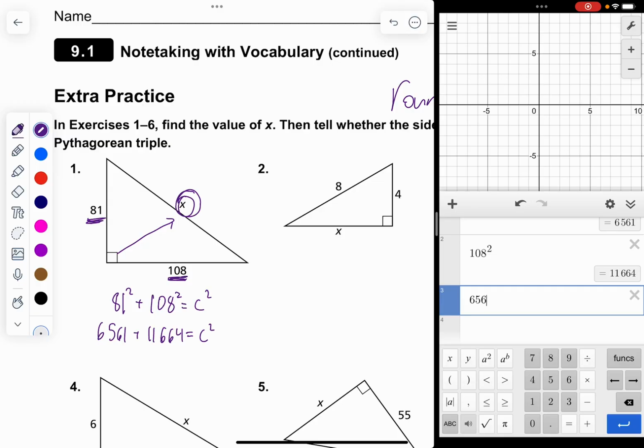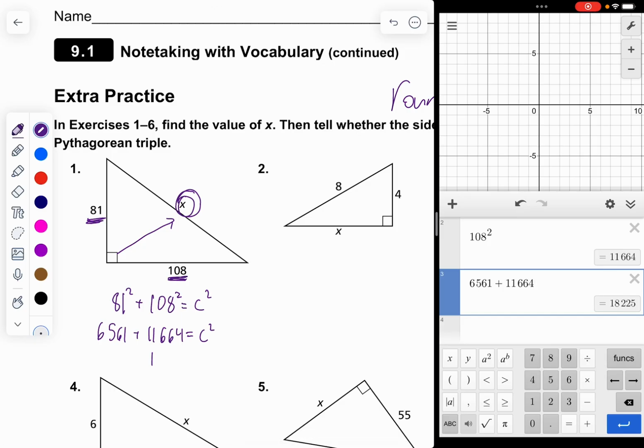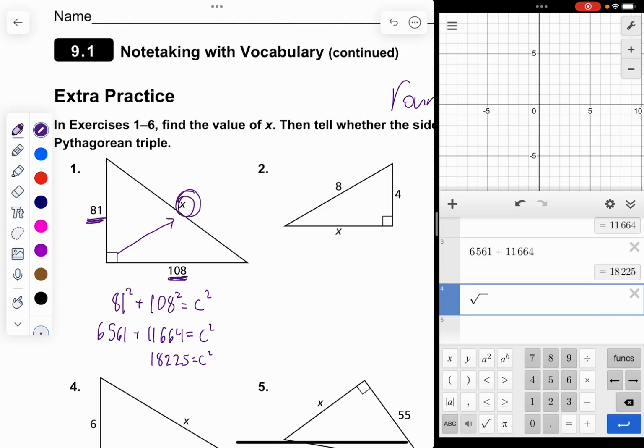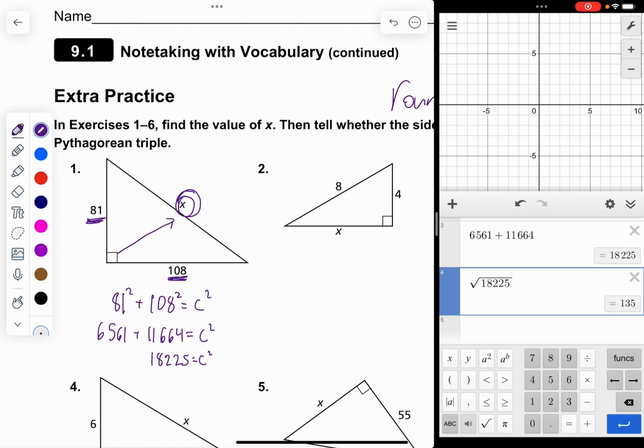So 6,561 plus 11,664 gives me 18,225. 18,225. That's c squared. And I need to find the square root of that. Take the square root of that, 18,225. And we got a nice round number right over here, which is 135. So c equals 135, which makes this answer 135 units. So number 1 is 135.